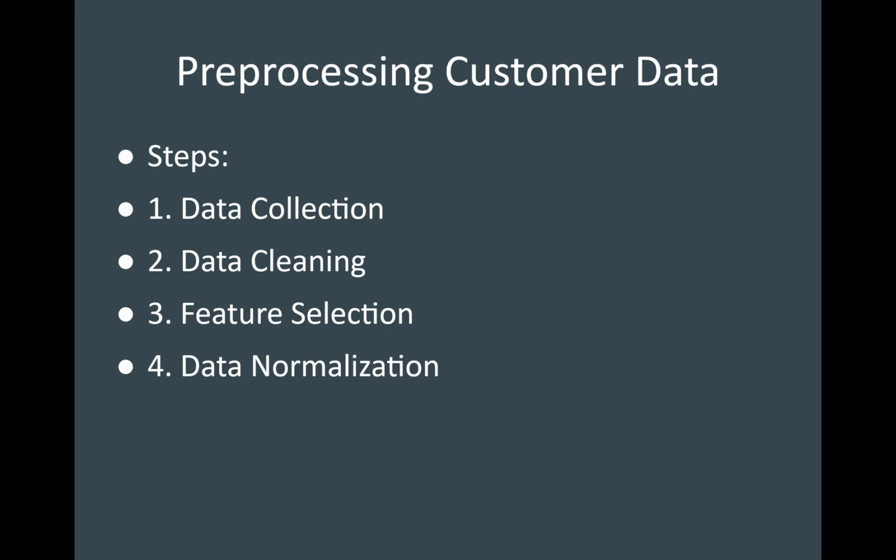And then lastly is data normalization. Normalization ensures the features are on a similar scale, preventing bias in the clustering process. Common normalization techniques include min-max scaling, which scales data to a fixed range, usually between 0 and 1. Then there is Z-score normalization, which standardizes the data by subtracting the mean and dividing by the standard deviation. Normalization is particularly important when features have different units or scales.